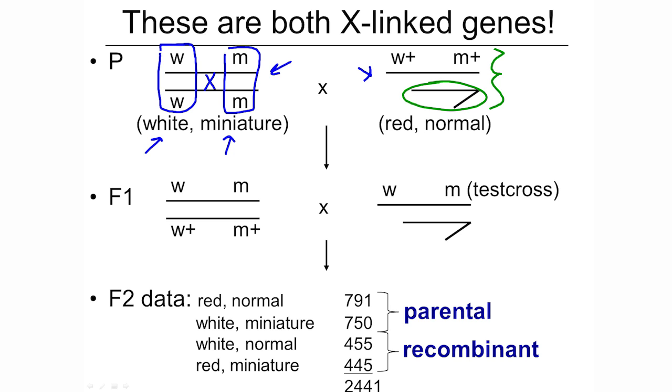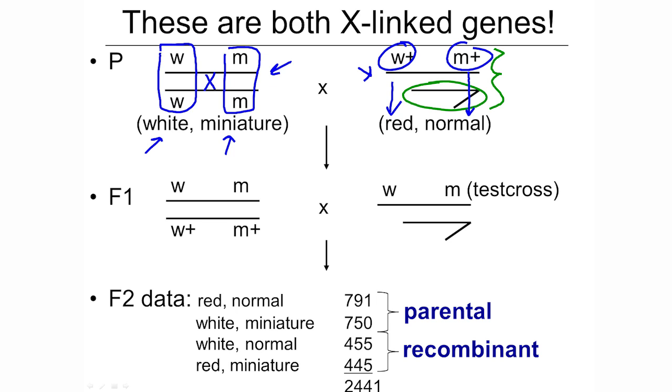Remember, we used that term hemizygous for males with respect to genes located on the X chromosome, because he only has one copy, right? He's W+, which is the wild type red-eyed color, and he's M+, which all you can say about that really is his body type is normal.